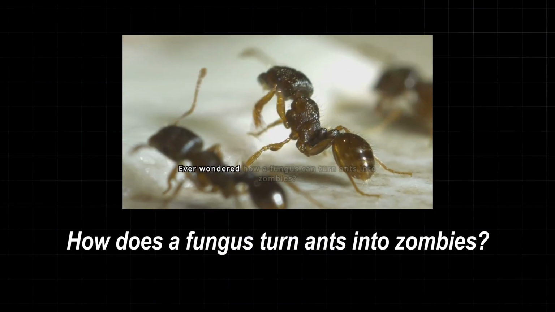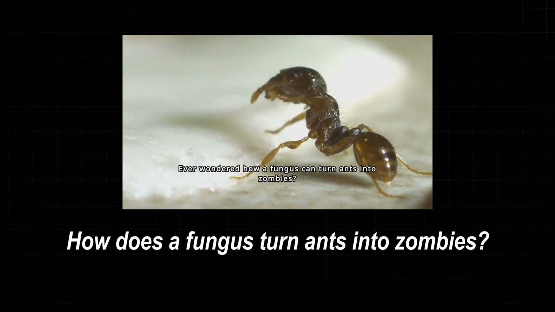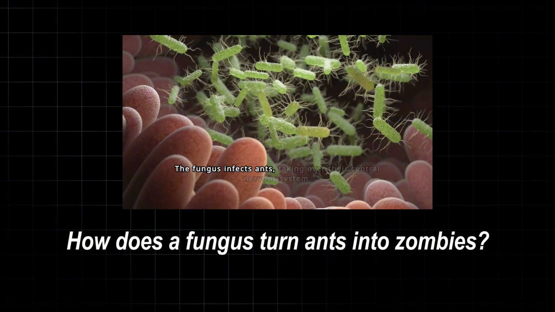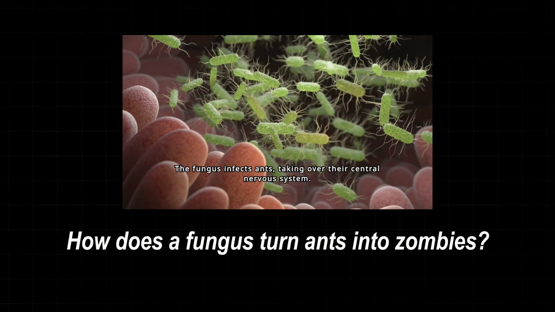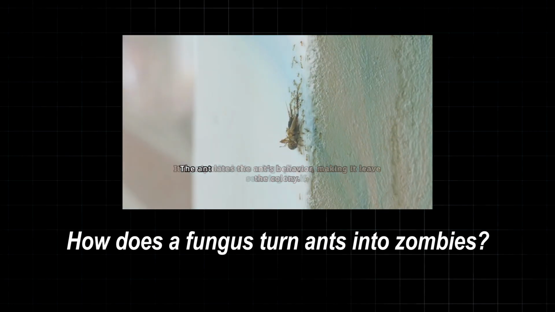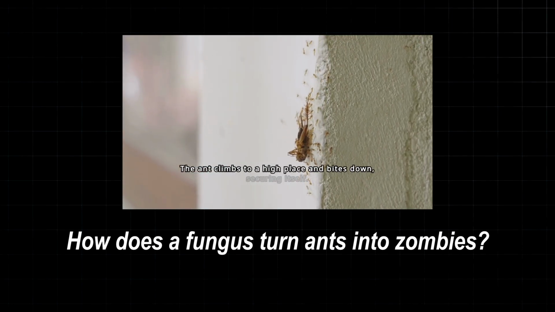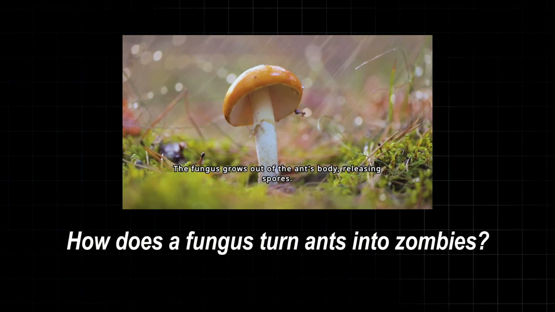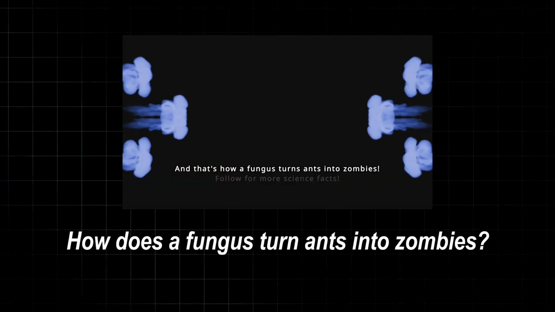Check it out. Ever wondered how a fungus can turn ants into zombies? Meet Ophiocordyceps, the mind-controlling fungus. The fungus infects ants, taking over their central nervous system. It manipulates the ant's behavior, making it leave the colony. The ant climbs to a high place and bites down, securing itself. The fungus grows out of the ant's body, releasing spores. And that's how a fungus turns ants into zombies.